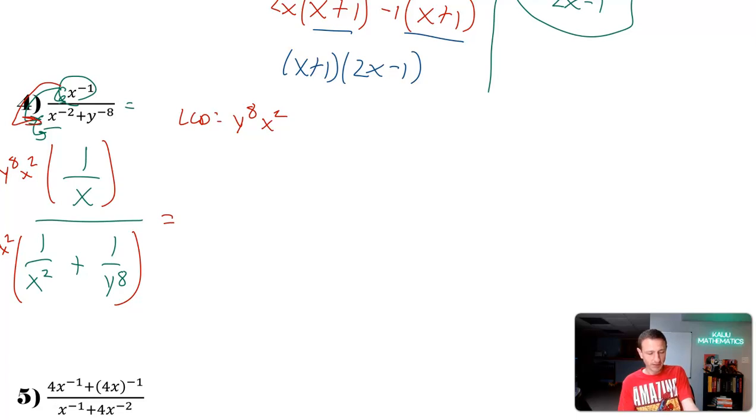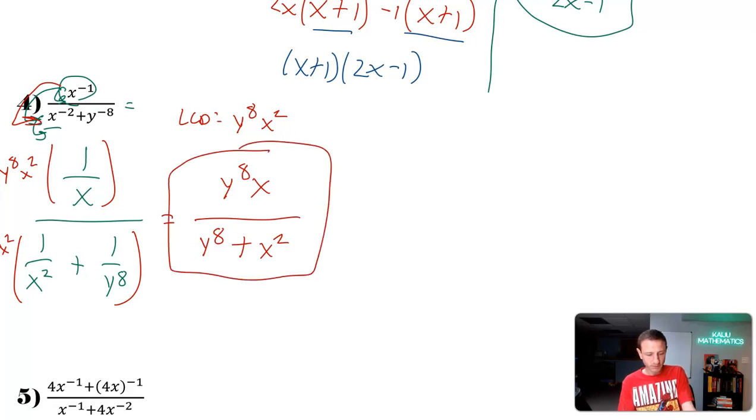So on top, y to the 8th, x to the 2nd is going to be y to the 8th x, because x to the 2nd over x is x, and then y to the 8th times x to the 2nd times 1 over x to the 2nd. The x to the 2nds cancel out, leaving us with just y to the 8th there. Y to the 8th x to the 2nd times 1 over y to the 8th. The y to the 8ths are going to cancel, leaving us with just x to the 2nd. So plus x to the 2nd. And that's all I could do. There's nothing else I could do. There's no simplifying that could be made there. That's it.